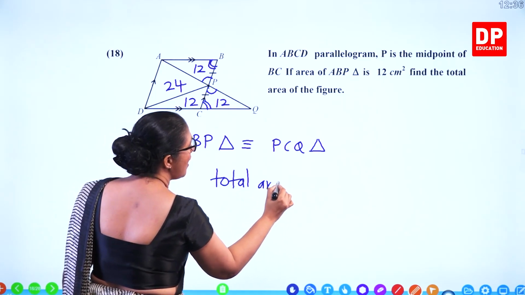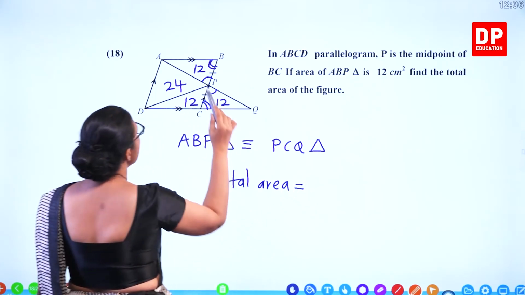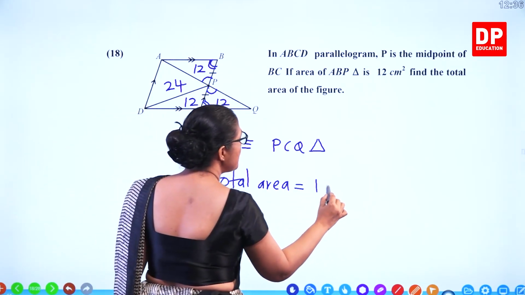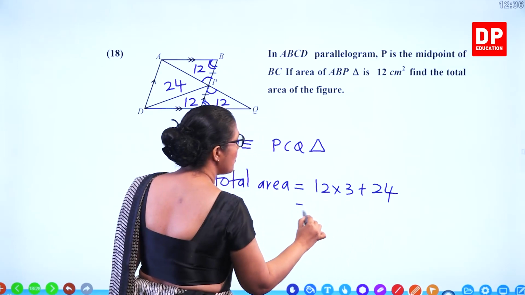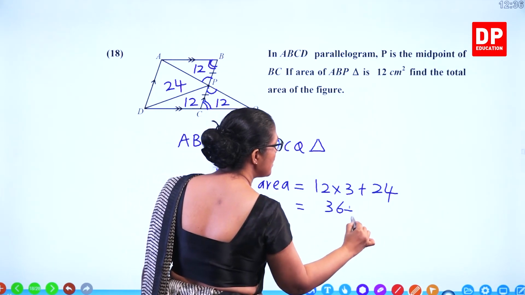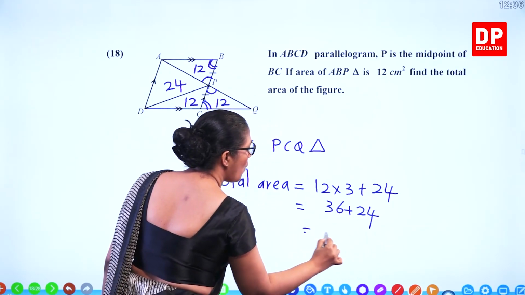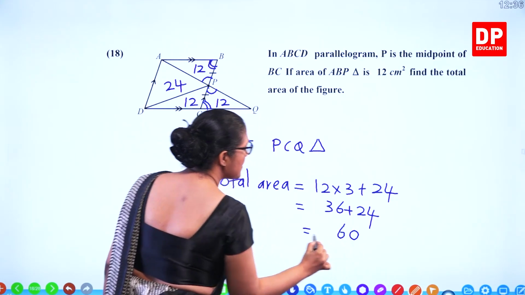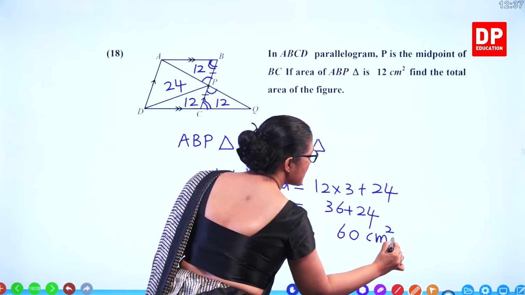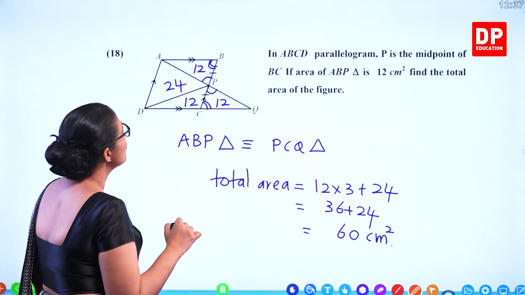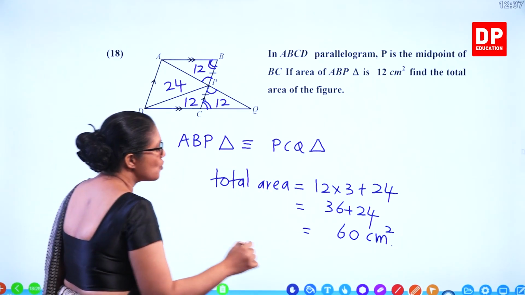So what's the total area of the figure? Total area is 12 3 times and 24. So you get 36 plus 24, 60. 60 square centimeters is the area. So you get 2 marks for that.